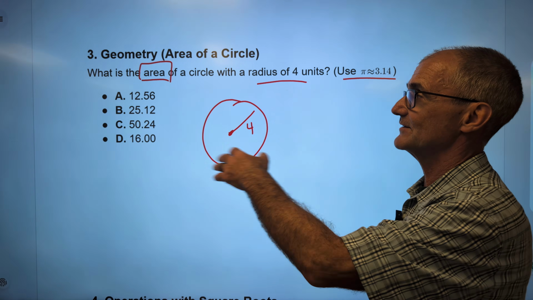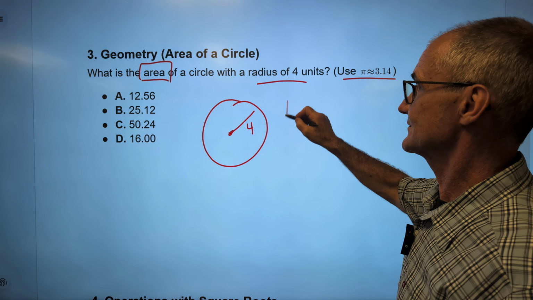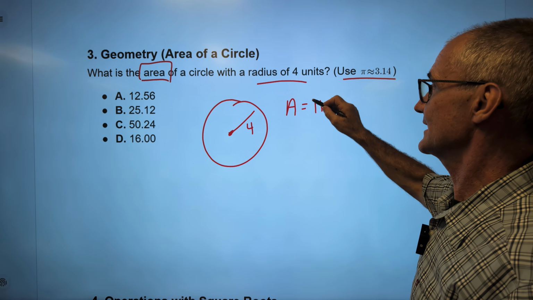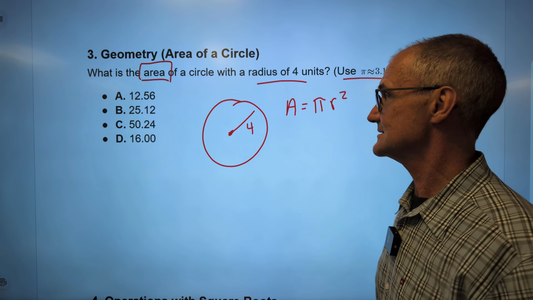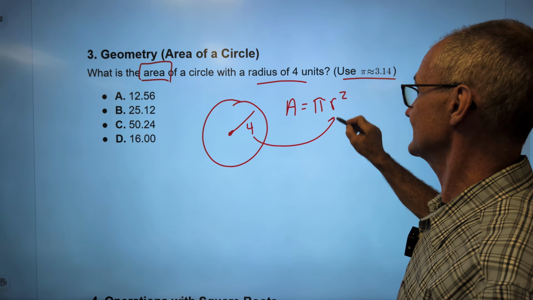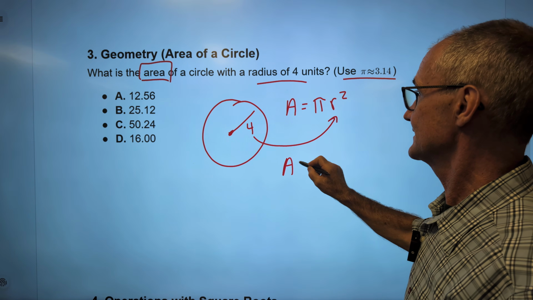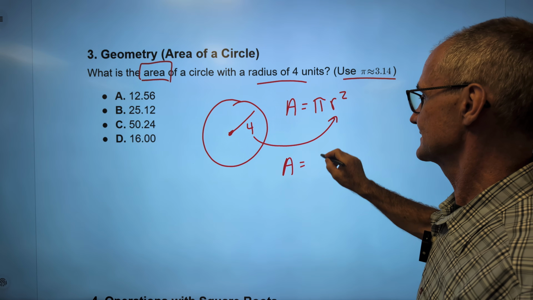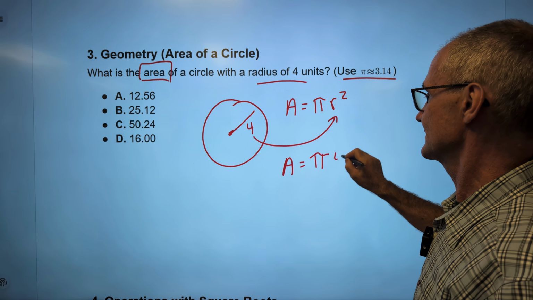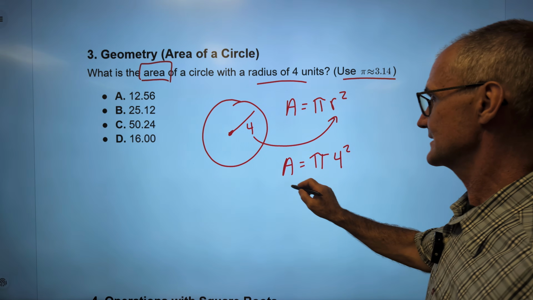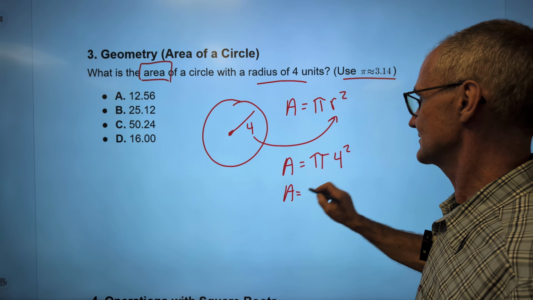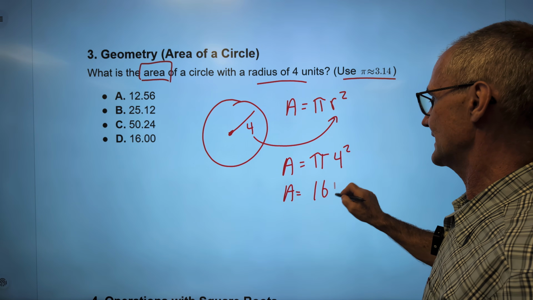Don't get misled and find the circumference. Area of a circle is equal to pi times r squared. Important to remember order of operations. I take that r, plug it in there. Area is equal to pi times r squared. Order of operations says I square before I multiply. So my area is equal to 16 pi.